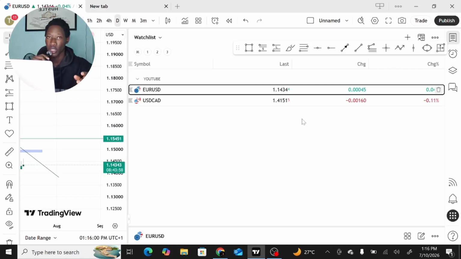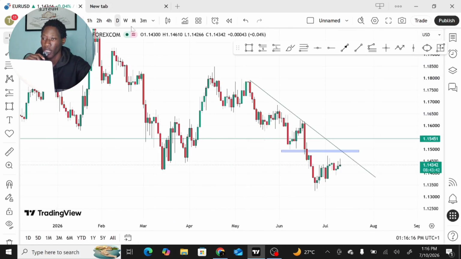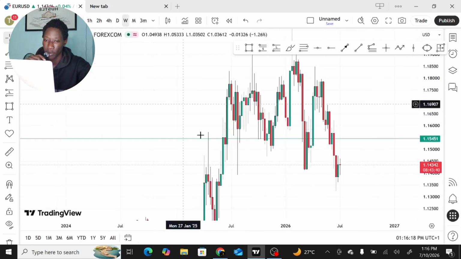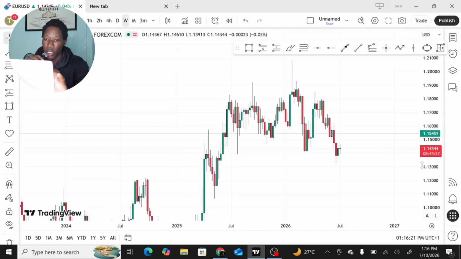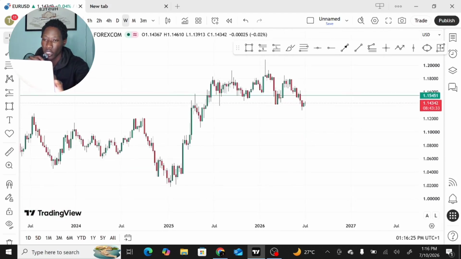All right, so guys, welcome inside of my screen. The two pairs I did analysis on were Euro USD and USD CAD. Let's quickly look at the result of the analysis that we did on Monday. So this is Euro USD, and first off, let's go to the weekly time frame. Normally, if you look at the weekly time frame for Euro USD, you can see what's happening.